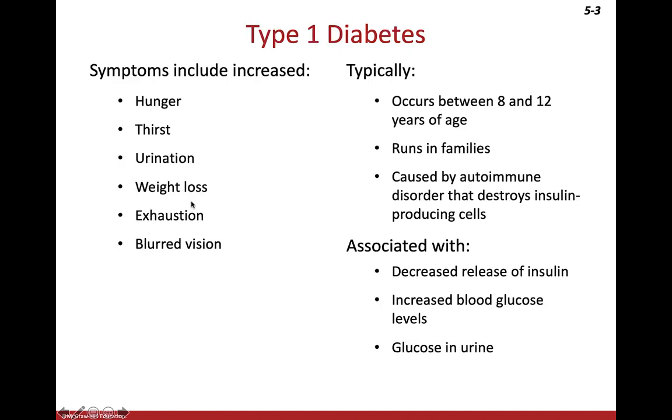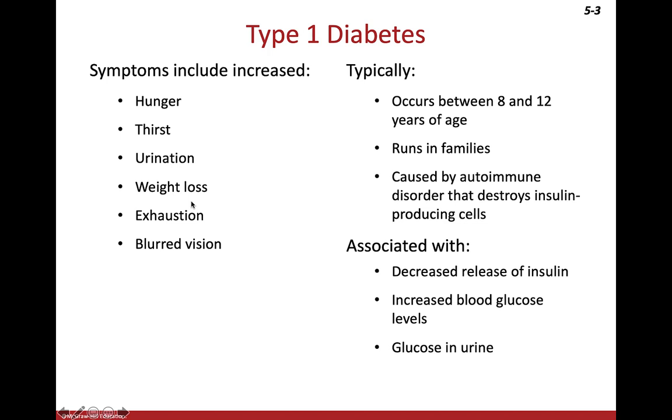Now, when we look at type 1, these are the symptoms that we typically expect to see: hunger, thirst, urination, weight loss, exhaustion, and blurred vision. Now, the onset typically occurs between ages 8 and 12, so the tween years.